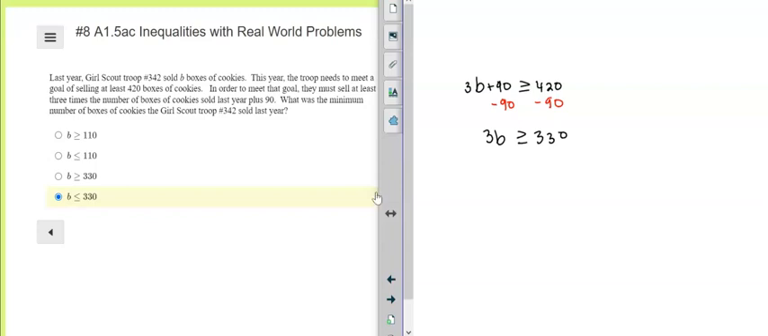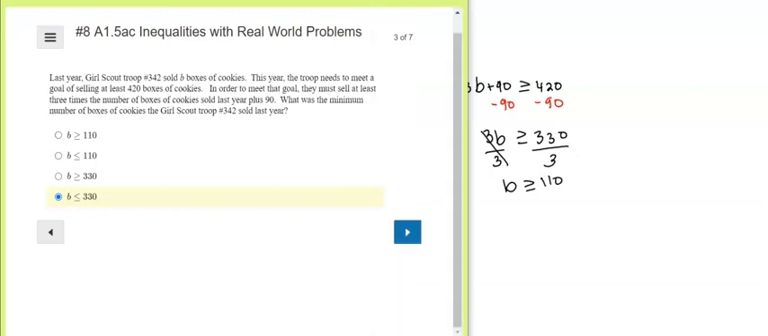That's not what I'm choosing here, it just got chosen accidentally. And then divide by 3. Notice I'm not flipping the sign because it's not a negative, so I'll keep it. So that looks like that's going to be 110. So the boxes of cookies that we need to sell is greater than or equal to 110.